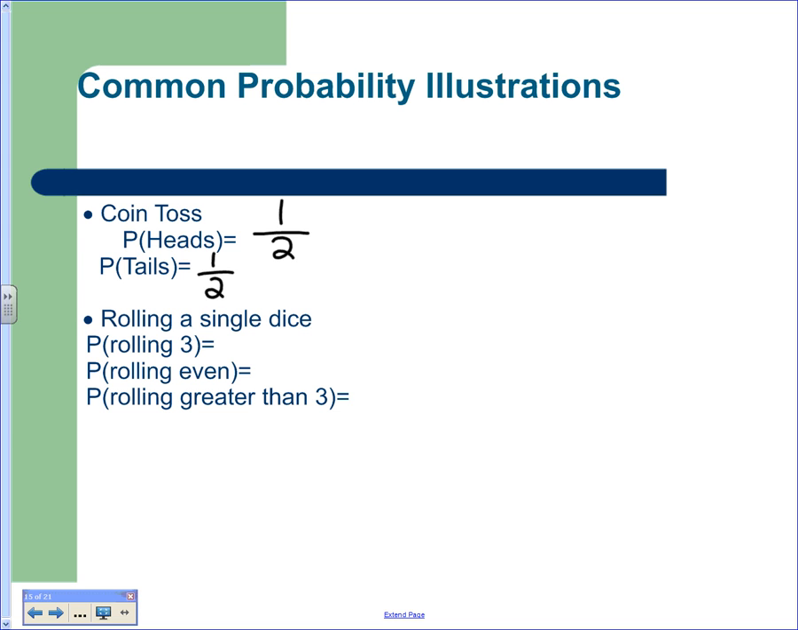We leave them as fractions. They don't ever put them as decimals or as percentages. But 1 out of 2, 1 out of 2 for both, right? When you flip a coin, you're either going to get a head or a tail, correct? There is no other option. Right? Do you agree?